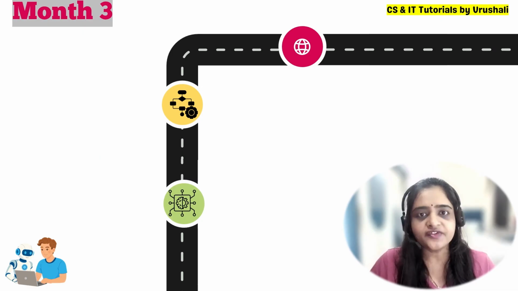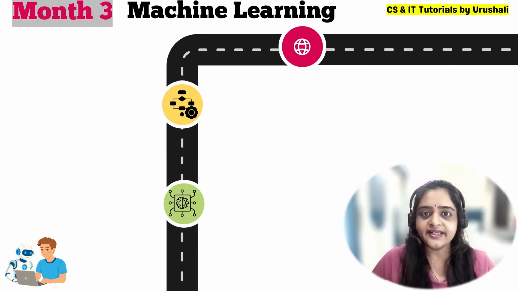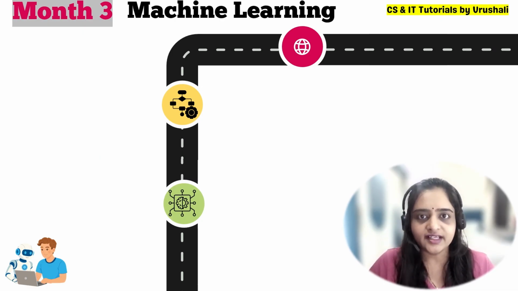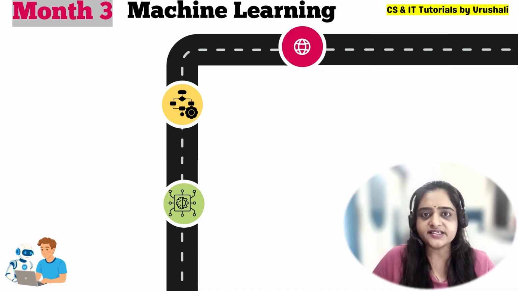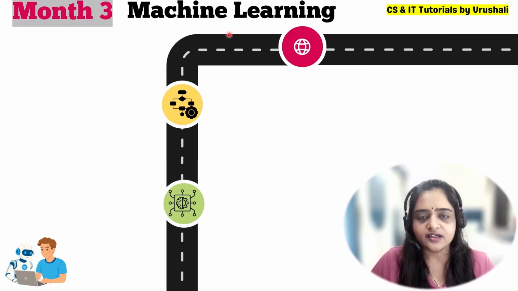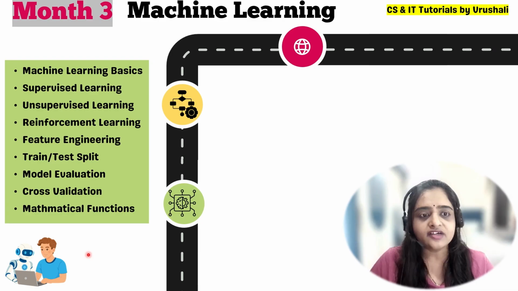Now, the next one is month 3. Month 3 is a turning point of your learning because the next step is machine learning. I think the machine learning subject is included in your syllabus as well, right? So you can start with some basic functionalities. You can learn what exactly machine learning is, then the types of machine learning, like supervised, unsupervised, and reinforcement learning, their features, and their examples.